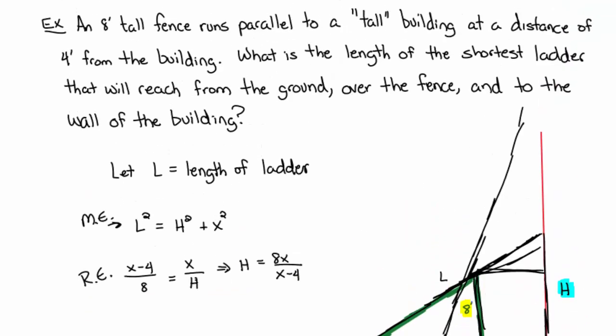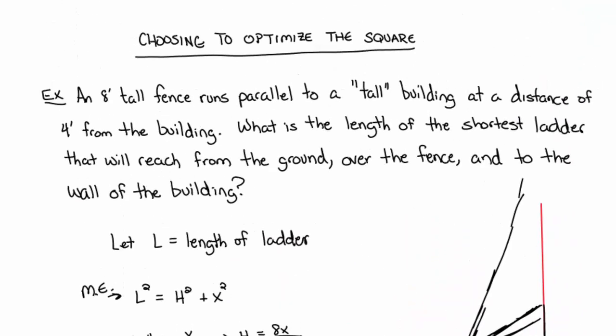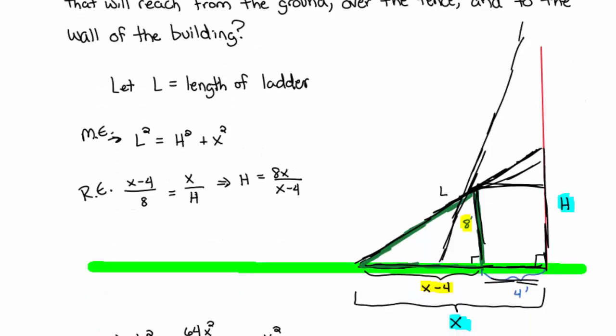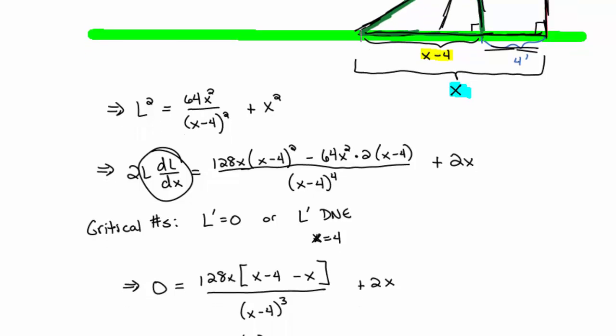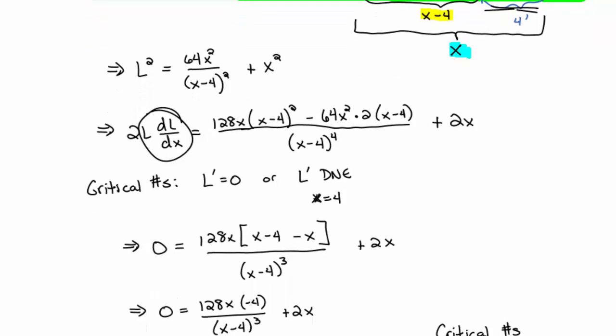Again, this is a good example that you could have optimized the square root function if you wanted to, but there's really no need to. You can just stick with the square function and optimize that. And the beautiful thing about that is when you go to find the critical numbers, that derivative, you just go ahead and set equal to 0.